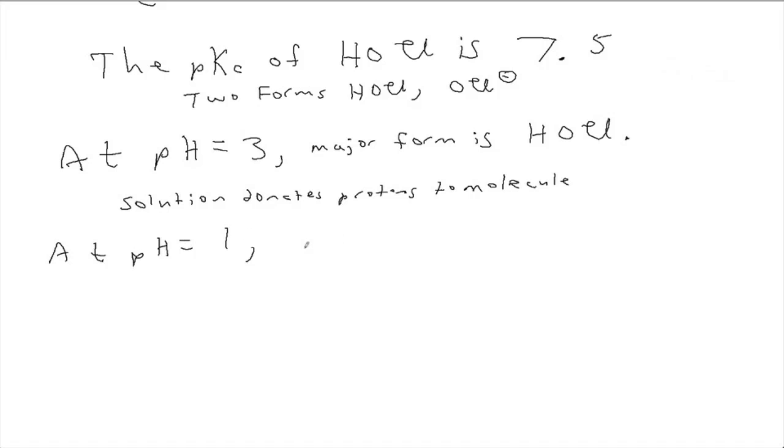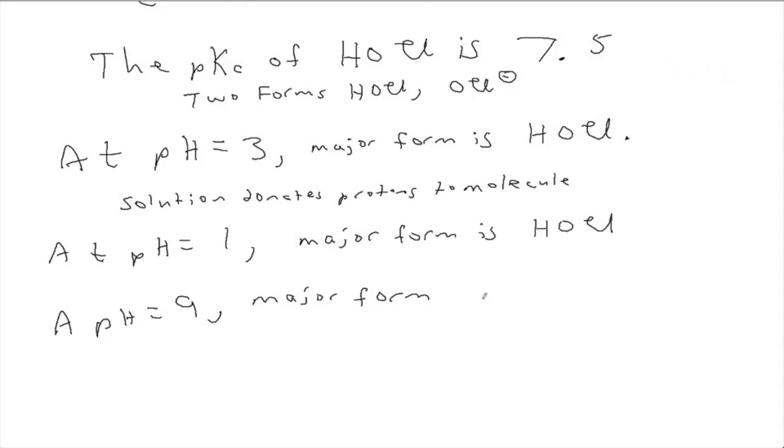What's the major form at a pH of 1? It'd be the same thing. Would there be more or less of the protonated form now? More. Even more, because there's an even bigger difference between pH and pKa. What's the major form here? The deprotonated form.